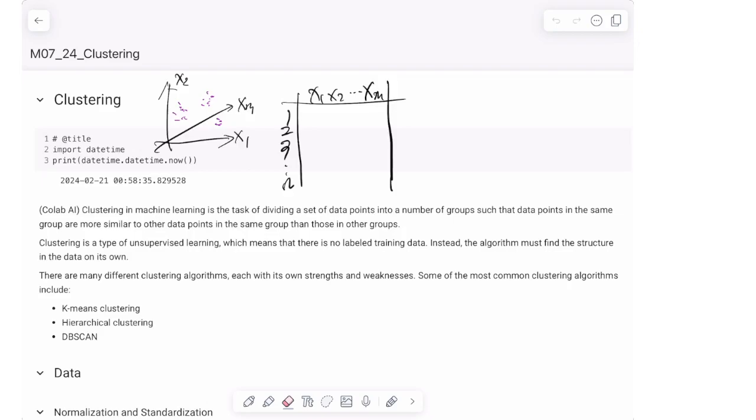Okay, this hour we will talk about a new topic, which is called clustering. Clustering algorithms are a little different from classification algorithms. Think about the data set, data like this.